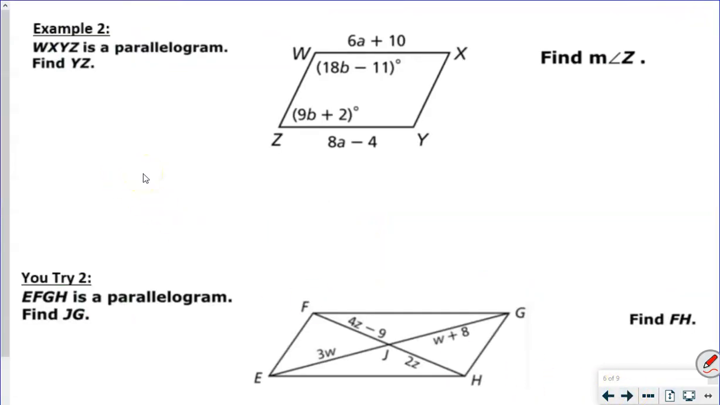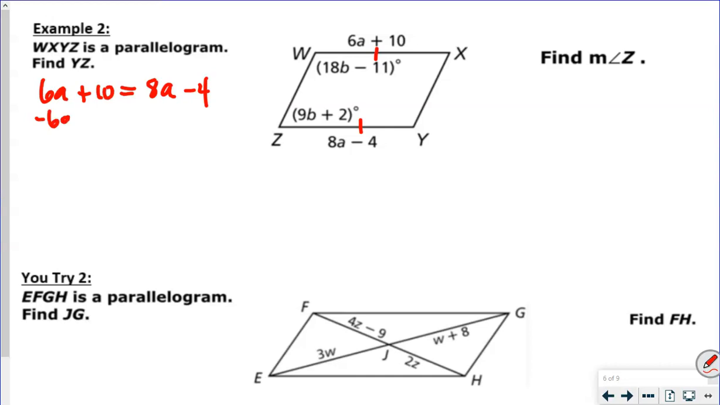All right, example 2 says WXYZ is a parallelogram, find YZ. And then we're going to find the measure of angle Z as well. So again, we should know that opposite sides are congruent, right? It tells us it's a parallelogram. So that means we can say that 6A plus 10 is equal to 8A minus 4. Now it's asking us for YZ. Well, the only way we can find YZ is to solve for A first, right?